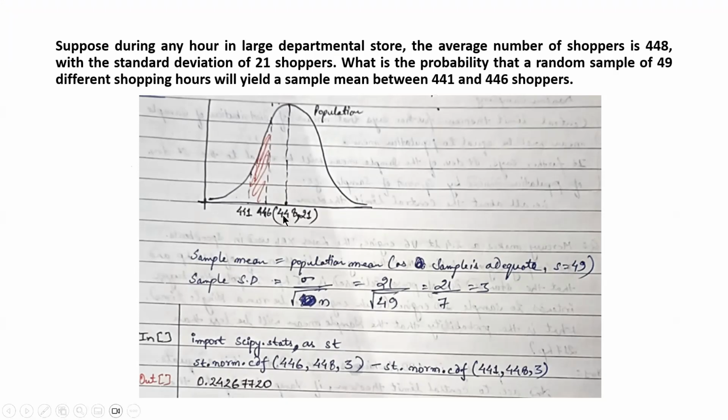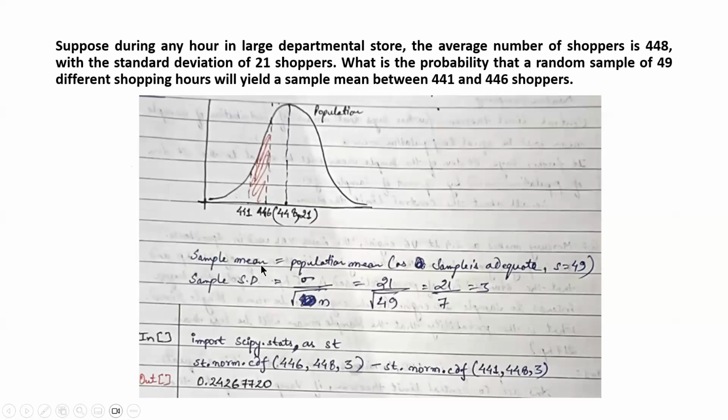So here the sample size is 49. We all know a sample size of 49, more than 30, is adequate. So this is the mean, 448, the standard deviation is 21, and we have to find this red area, between 441 and 446. We have to find the probability in this area under the curve. So it is very simple.